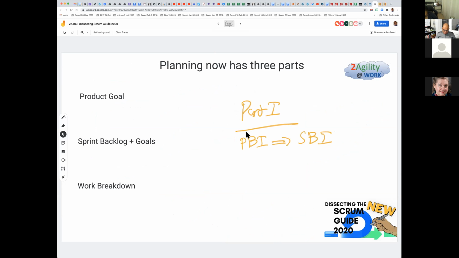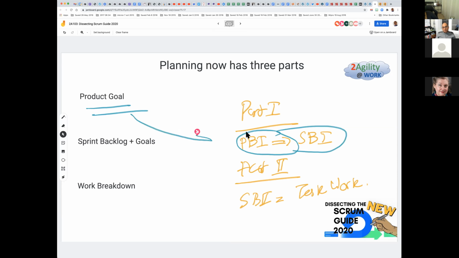And then in part 2, you looked at the SBIs and then you looked at what it takes to do the work. So if you want to do task breakdown or break down the work, you could do that in part 2. Now there's an additional part added to it, which is clearly trying to say, in the context of the product goal, why are we doing these PBIs this time, this work in the context of the big goal for the product? Why are we doing that?